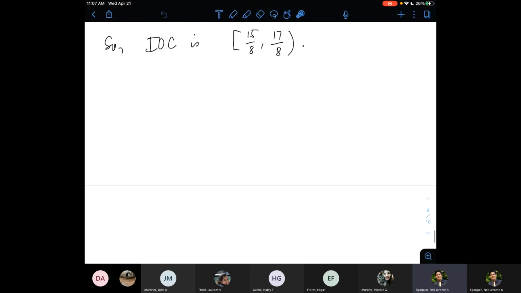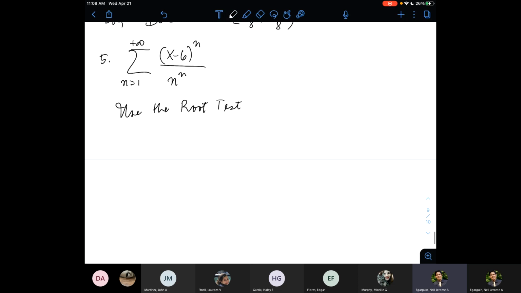Okay, so again, just to recall what we did last time, let's do problem 5, and we want to find the interval of convergence of this series, the sum of (x minus 6) to the power n all over n to the n, going from n = 1 to positive infinity. Here we see we have n to the power n, so it seems that the root test would be more applicable here, because there are n's in the exponent, so the root test is much more convenient for this type of series.